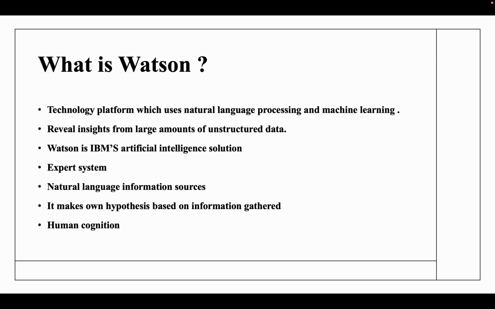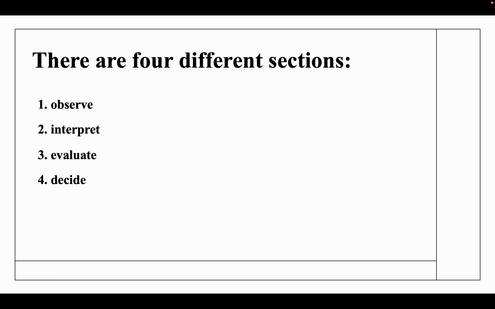When it comes to four different sections, there is one more example that I would like to discuss about IBM Watson. IBM Watson is an artificial intelligence for business. Watson helps organizations to predict future outcomes, automate complex processes, and optimize employees' time. In IBM Watson, it uses four different categories. Those are observe, interpret, evaluate, and decide.